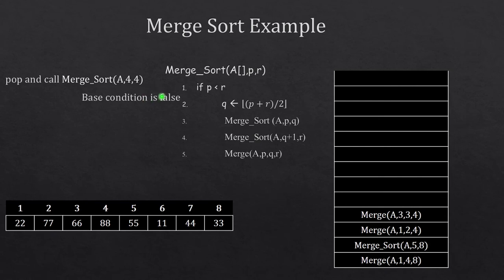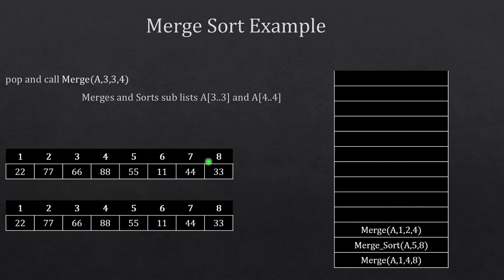Here also the base condition is false. So it will execute this merge of a comma 3 comma 3 comma 4. So pop and call merge a comma 3 comma 3 comma 4. It merges and sorts sublist a of 3 to 3 and a of 4 to 4. How many elements here? Only 1 element. Here also it contains only 1 element. So these 2 elements will be taken and merged, 66 and 88.